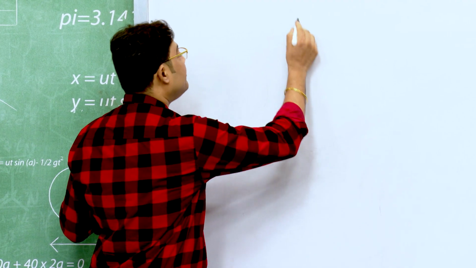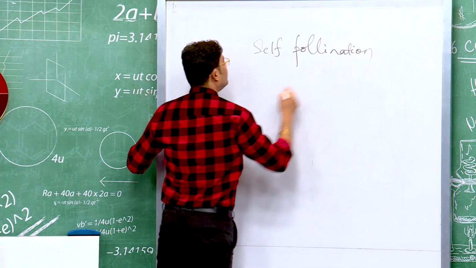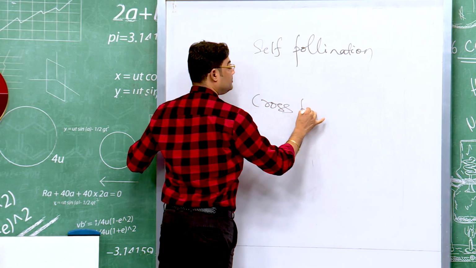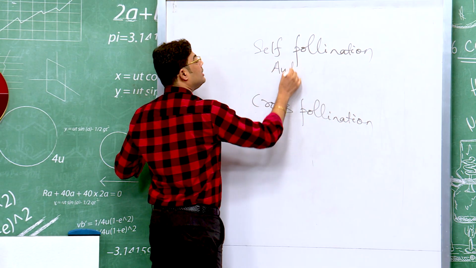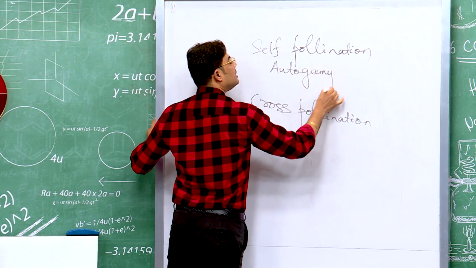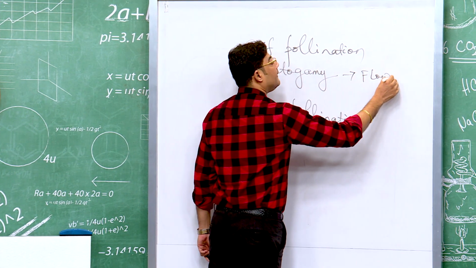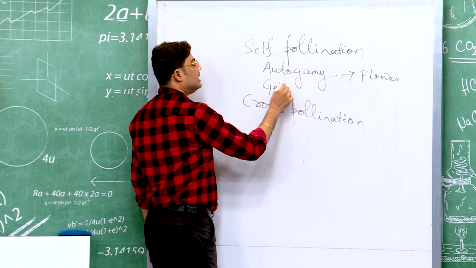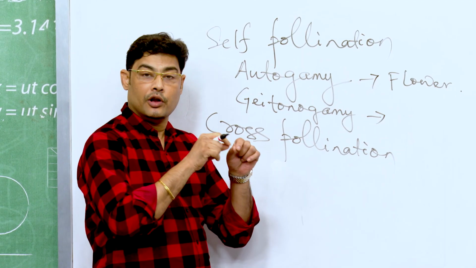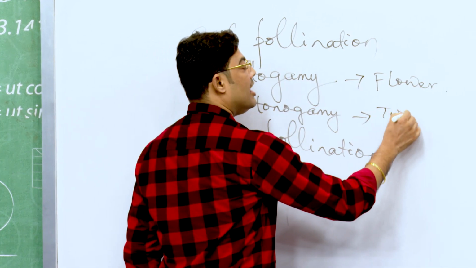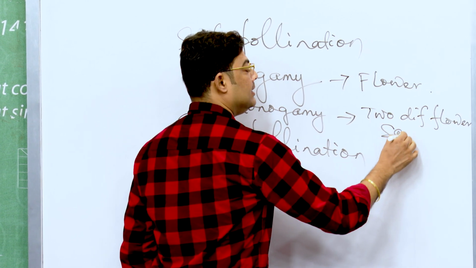So, we have two types of pollination, one is self pollination, the other one is cross pollination. And in self pollination we have seen one is autogamy, the pollination within the same flower, and another one called geitonogamy, the pollination between two different flowers but born on the same plant. Two different flowers but same plant.